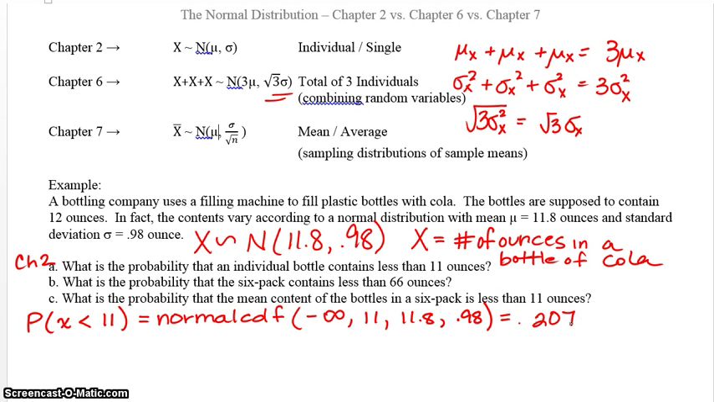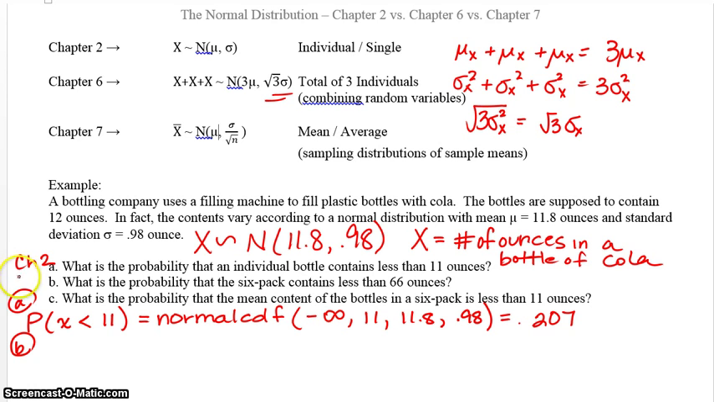So that gives us about a 20% chance that a single bottle is less than 11 ounces. So that was part A. Part B, we are looking for the probability that a 6-pack contains less than 66 ounces.